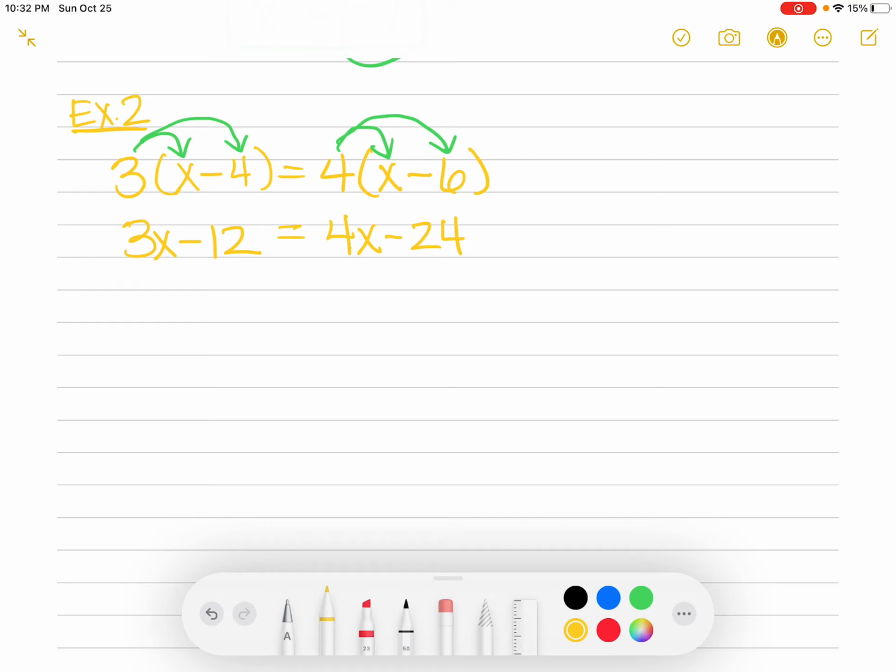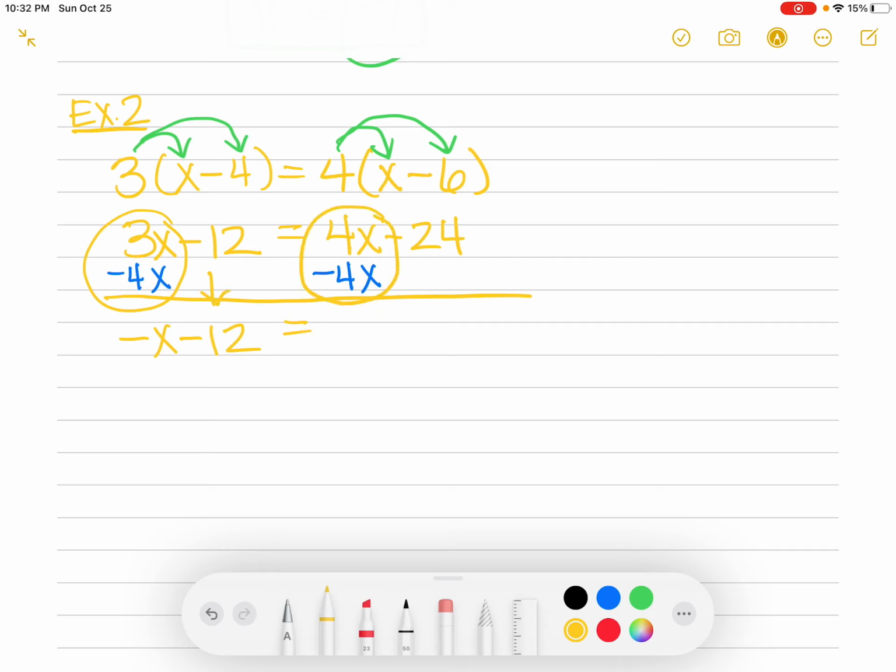And I want to move those x's over to the other side. So I'm going to minus 4x and minus 4x. And that is then, when I solve this, 3x minus 4x is a negative x. And I just bring down the minus 12. On this side, I get 4x minus 4x is 0. So all I have is a negative 24. Okay, so I just brought down that minus 24 and made it a negative 24.